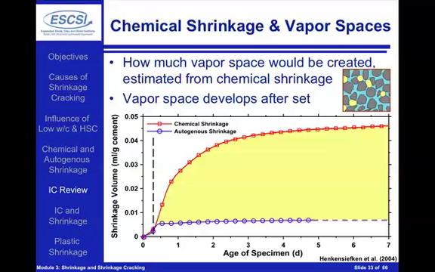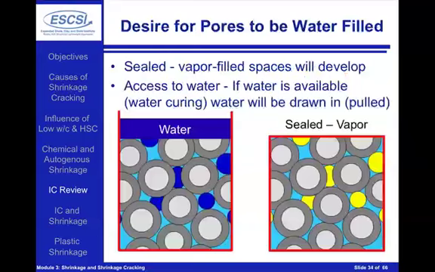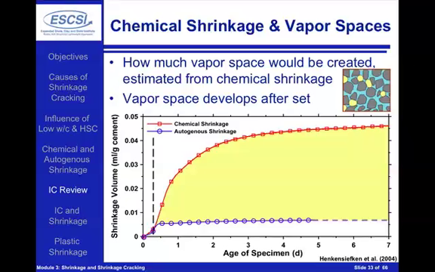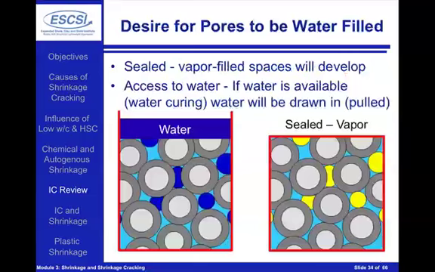What you'll notice here is that the area shown in yellow is essentially the difference between the chemical and autogenous shrinkage. That's the vapor-filled space that's going to be forming. And really what we're trying to do is a simple calculation that says, what's the volume of the chemical shrinkage that's occurring? That's the volume of water that I want to supply inside of the lightweight aggregate. So the desire here is to keep the pores filled with water.